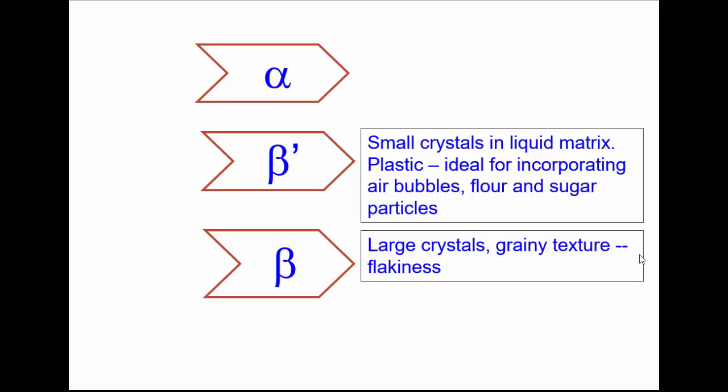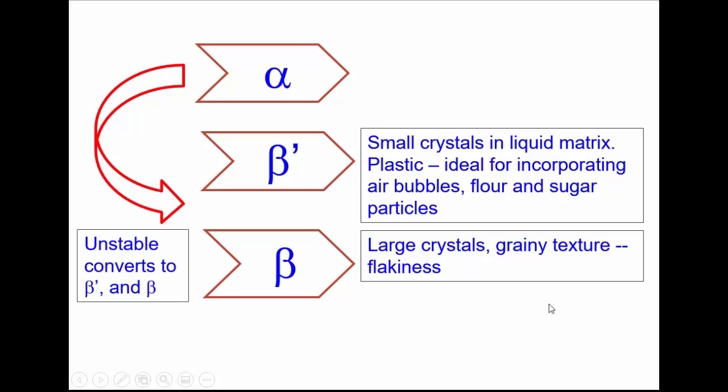The small crystals seen in alpha are unstable and convert spontaneously to beta and beta prime, often with a significant influence on food structure, maybe producing large crystals, a grainy texture and perhaps flakiness. So it's unstable and will convert to beta prime and beta.